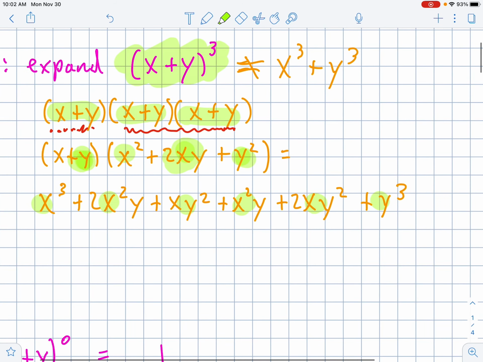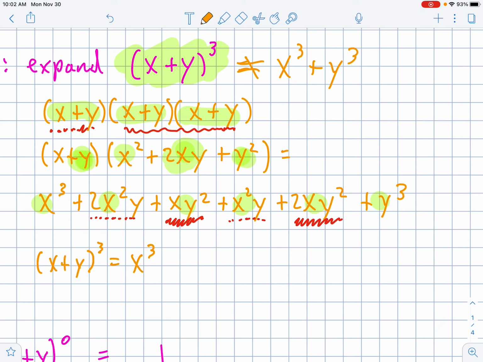Now, if you guys look at this, there's some like terms in here. So let's see. Anything that ends in an x squared y, here I have an x squared y, and here I have an x squared y. Also, anything that ends in an xy squared is going to be like terms. So here, there's an xy squared, and here there's an xy squared. The x cubed doesn't really have anybody to combine with, and the y cubed is similar, that it doesn't have anybody to combine.